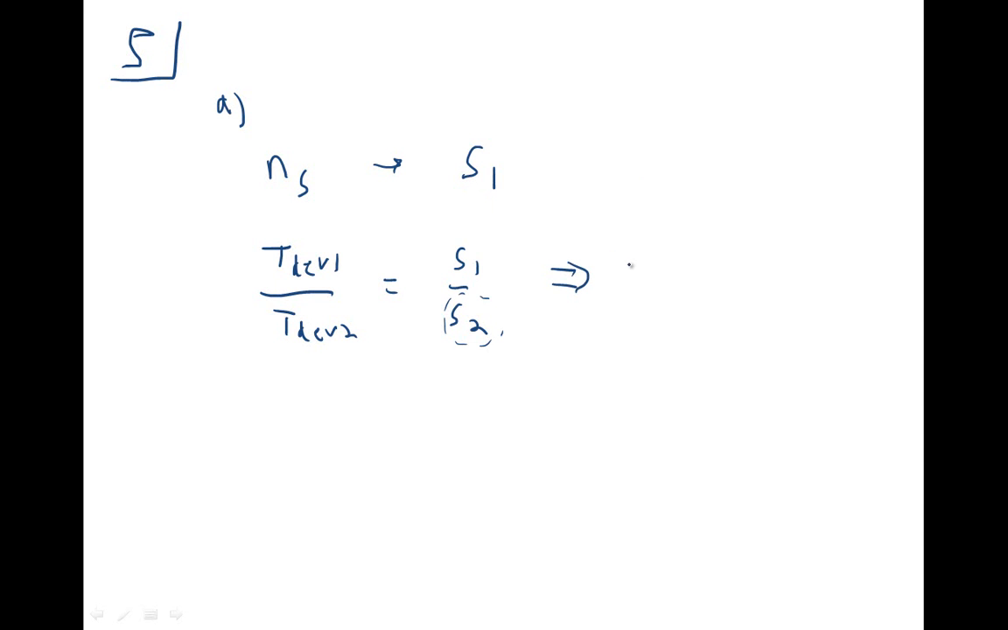And once you have your S2, you can use the equation relating slip and speed to get your speed, N sub M, or NM2, from the slip. And so that's how you solve part A.